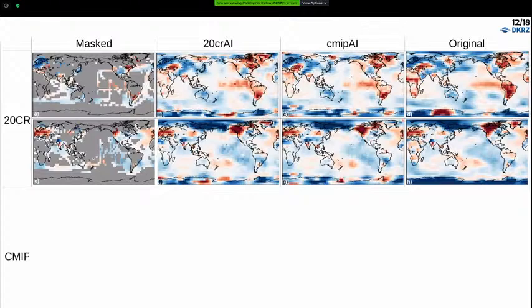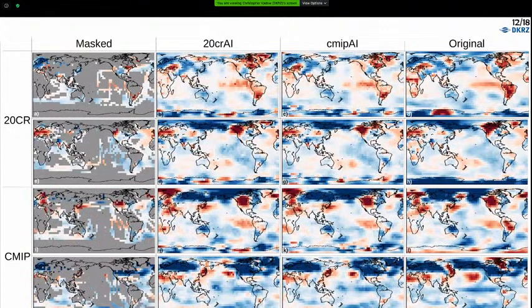Then I did the same thing with the CMIP data set, a warm Pacific example and a cold Pacific example, and reconstructed it with the two AIs. Same thing here. The reconstructions look pretty good, but they're not the same.